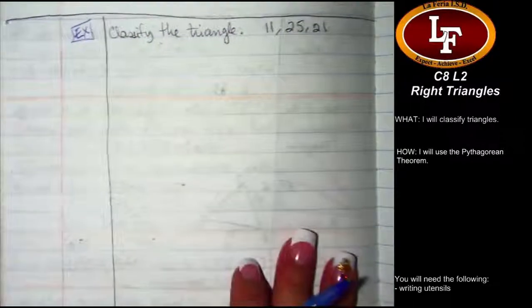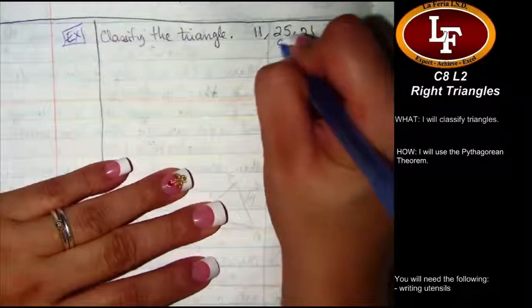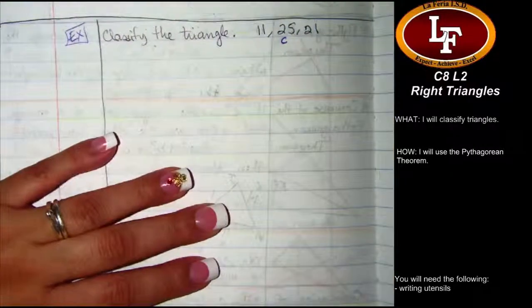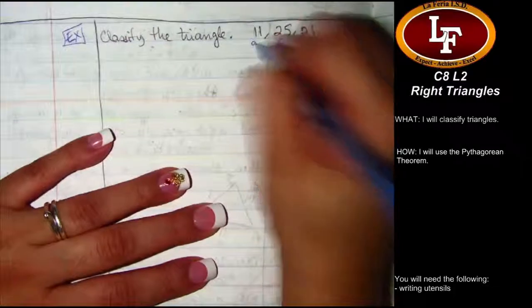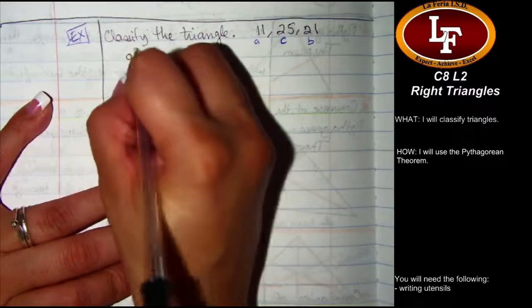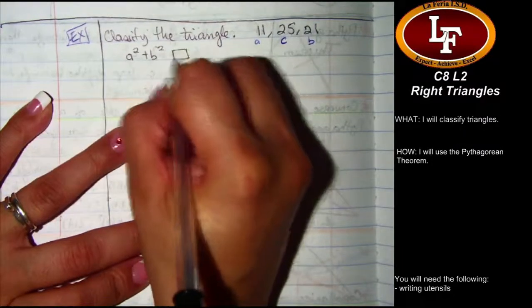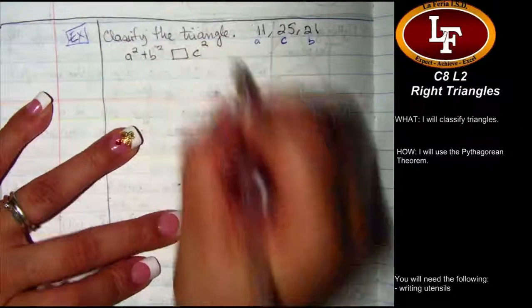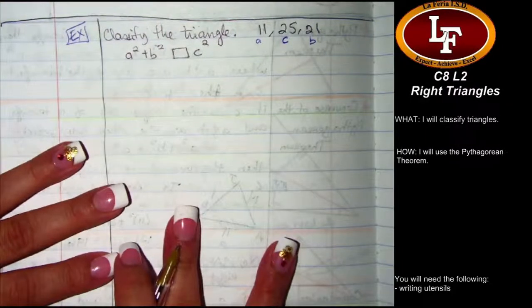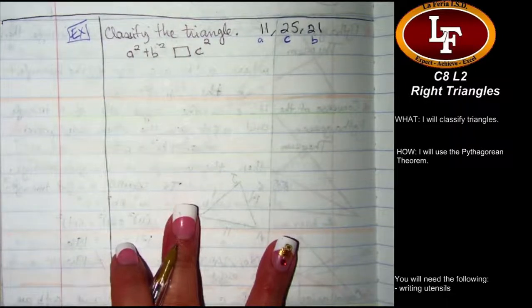Which one is playing the part of C? The 25, because it is the biggest. And no one cares the order of the other 2. So there's A and there's B. All right, we're going to run them through the Pythagorean theorem again. A squared plus B squared. But this time I'm going to put a box there because I don't know if it's going to be less than, equal to, or greater than.